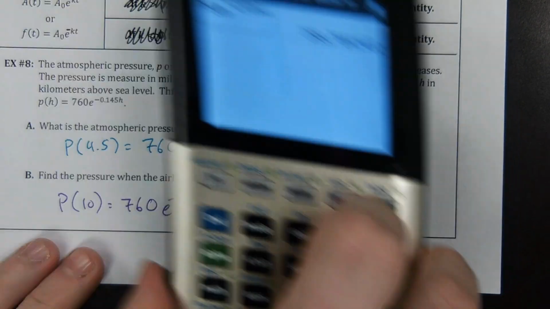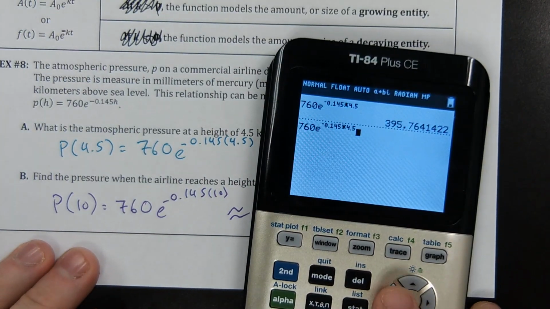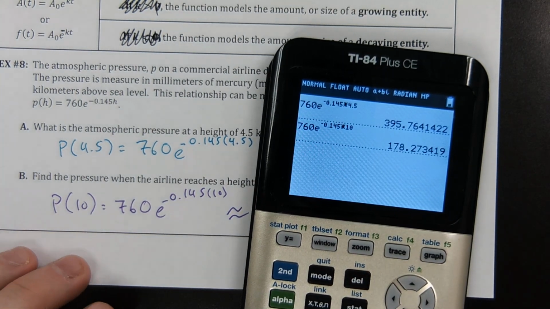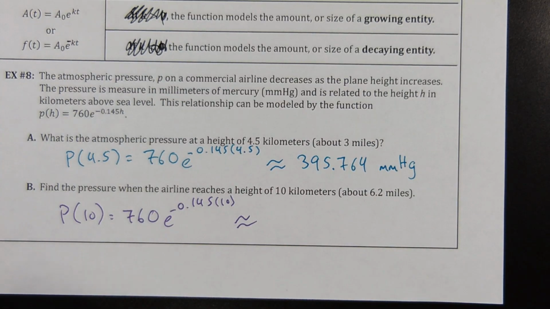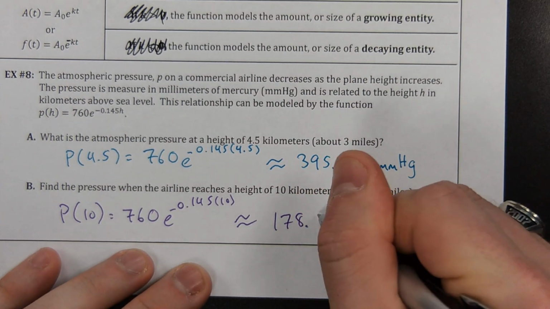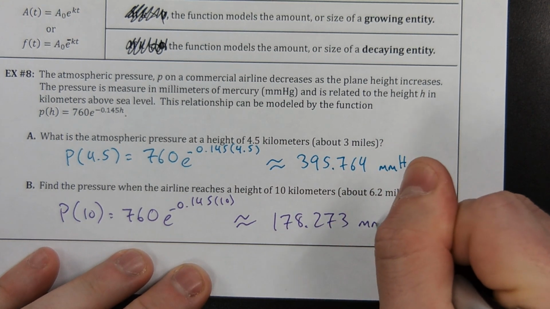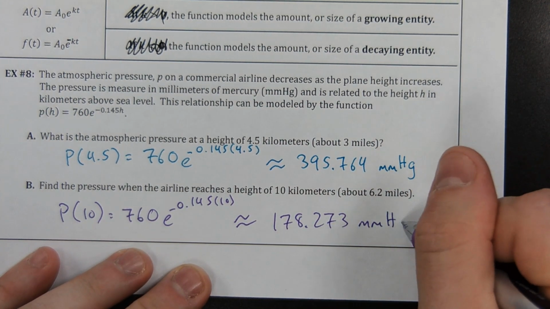I don't feel like typing it all again, so I'm going to go up and highlight it, and where I had a 4.5, I'm going to type 10 and hit enter. There you go. 178.273 millimeters of mercury.